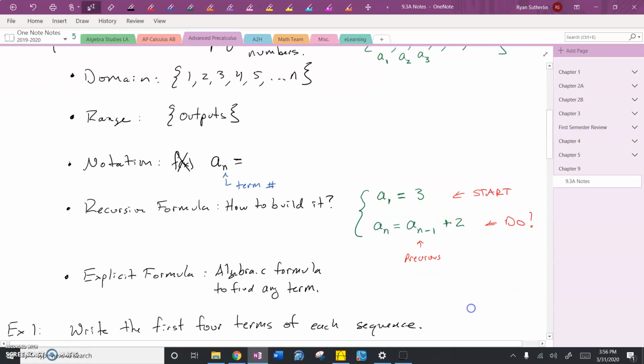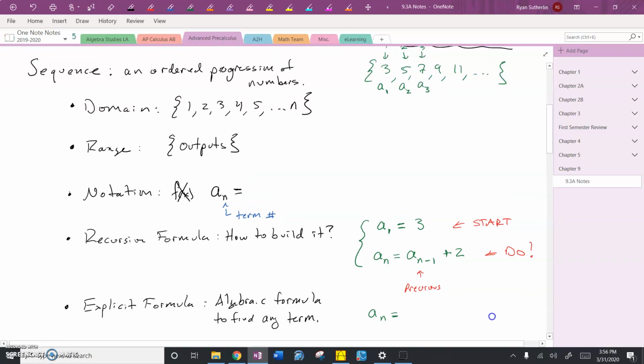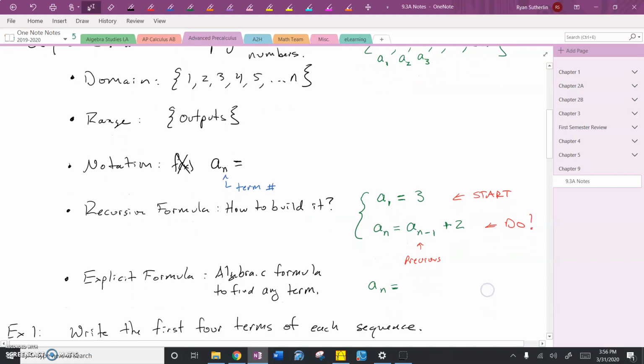The explicit formula would just be the algebraic formula, which we're going to learn how to develop later. But for this sequence right here, a sub n is equal to, let's say, 2n plus 1.